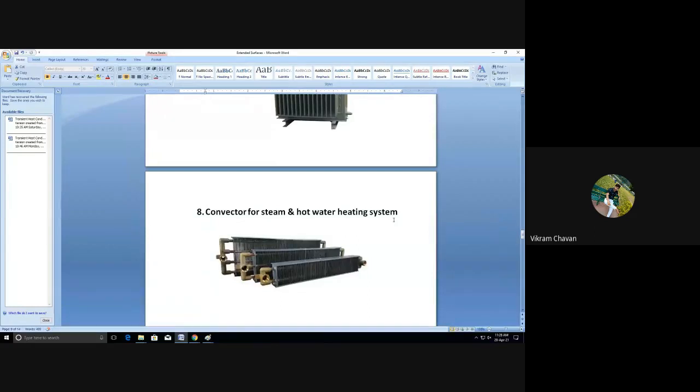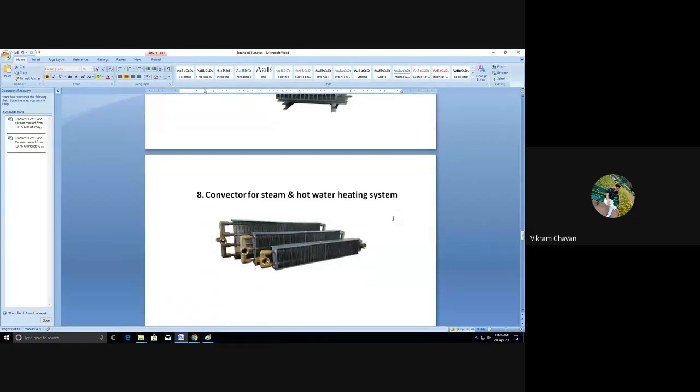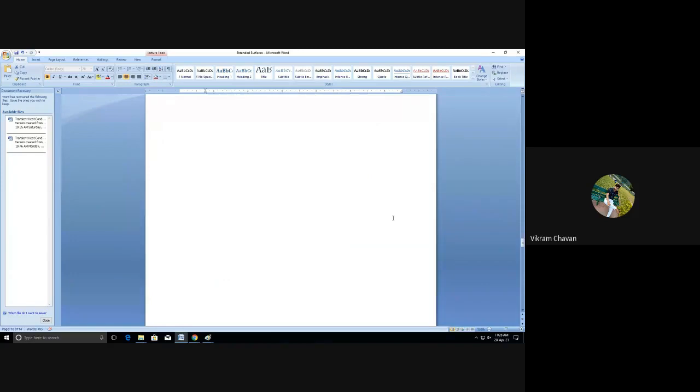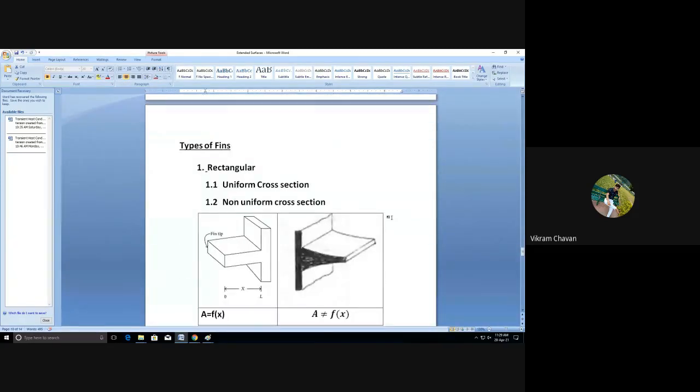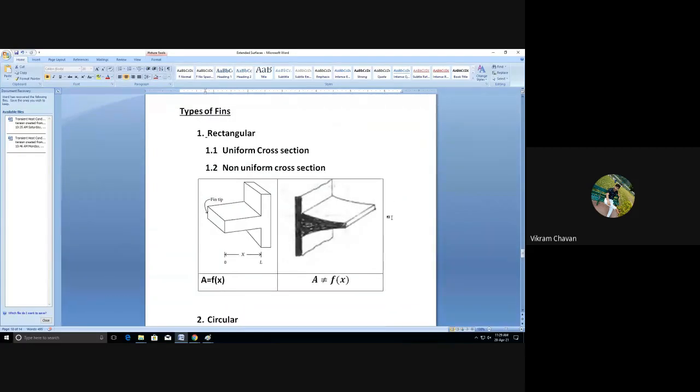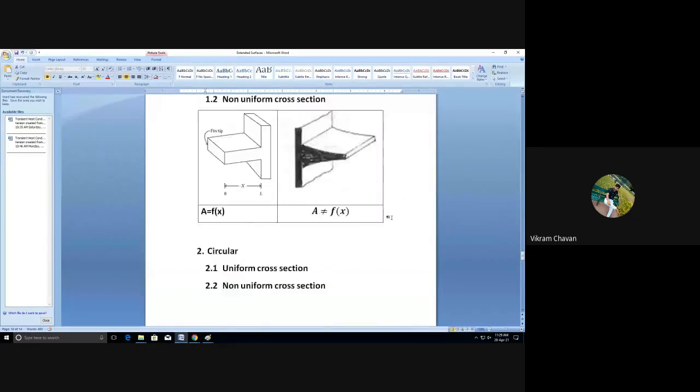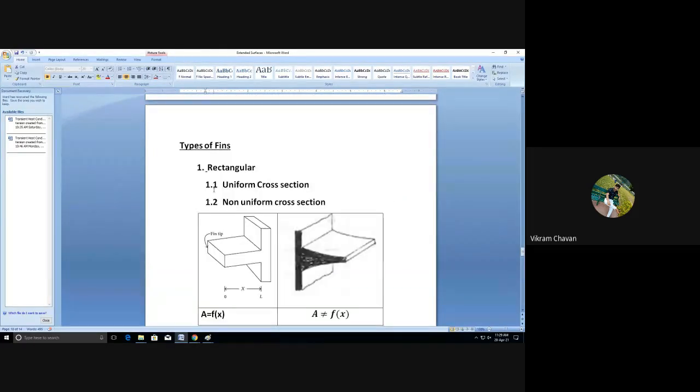Okay, so these are about the applications, and in the next lecture we'll discuss the types of fin. Different types of fin I will discuss here now. There are different types of fin, which are classified according to the configuration of the fin.